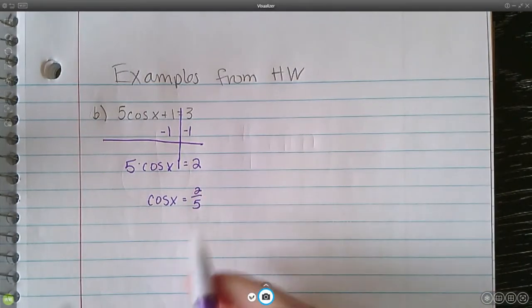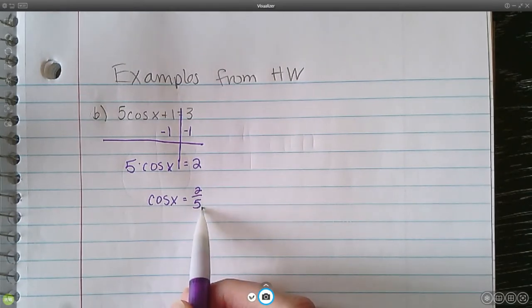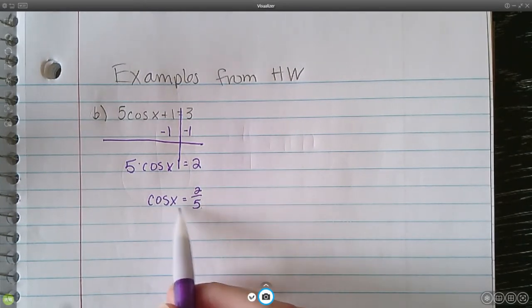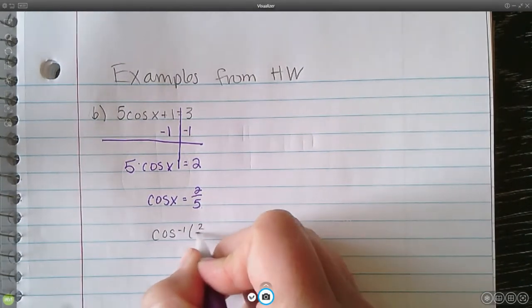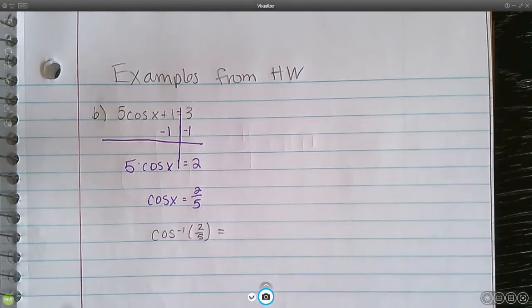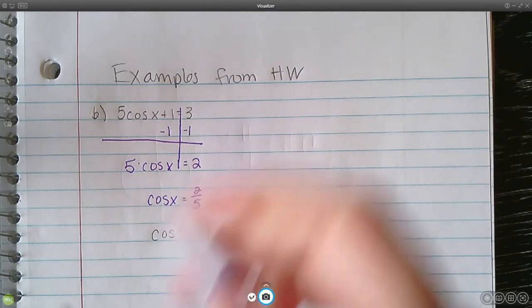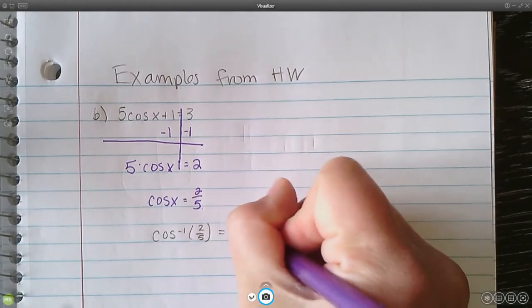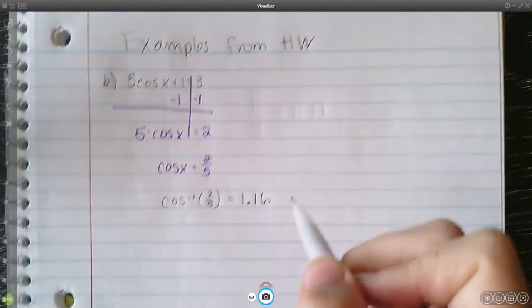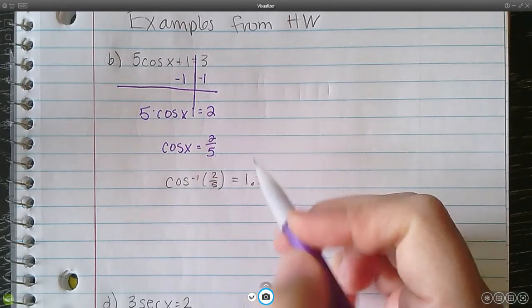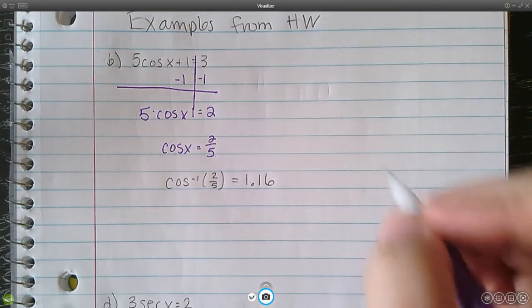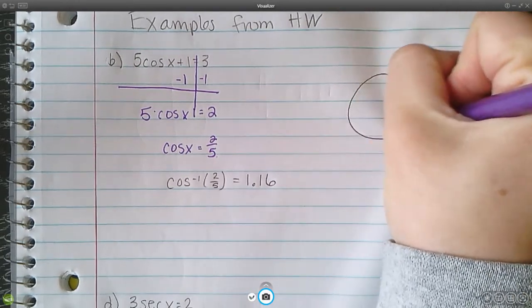So if this number was on your unit circle, you would go to your unit circle and find your values from there. Since it is not, we have to take the inverse cosine of both sides. So inverse cosine of 2/5, and that is 1.16. Okay, so here's one of our answers. Remember, if you're finding sine or cosine, you're going to have two answers. So 1.16. Let's go ahead and draw where that would be on our unit circle.